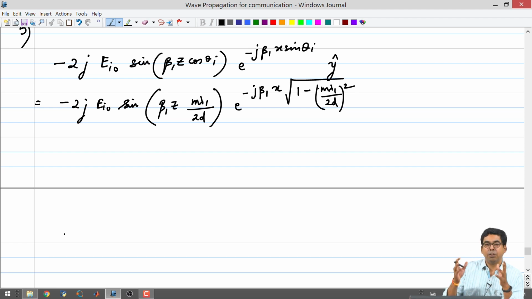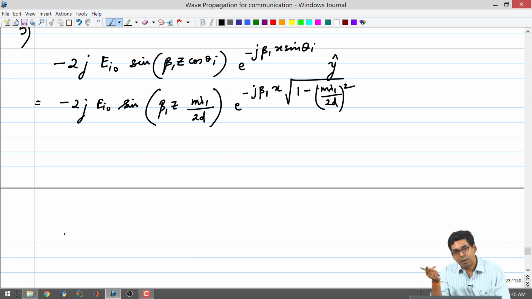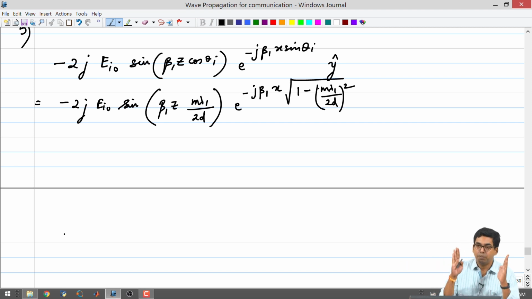So, I say that vacuum or air had an electromagnetic wave launched into it of wavelength lambda 1, and the beta 1 in that medium is 2 pi divided by lambda 1. Since it is vacuum, there is no change over there, 2 pi divided by lambda 1. But when I am putting two plates, it looks like a phase constant that is different from beta 1. It is beta 1 multiplied by square root of 1 minus (m lambda 1 by 2d) squared.